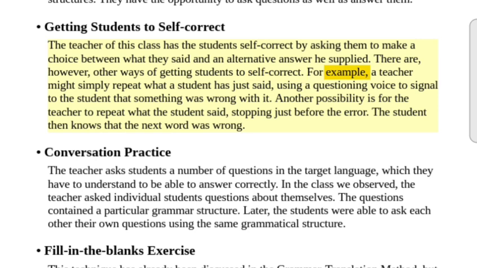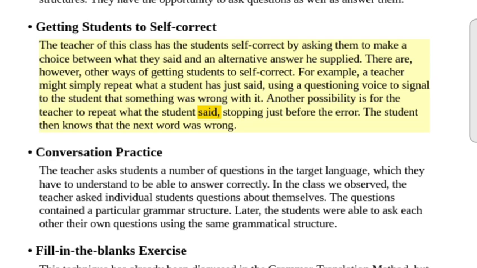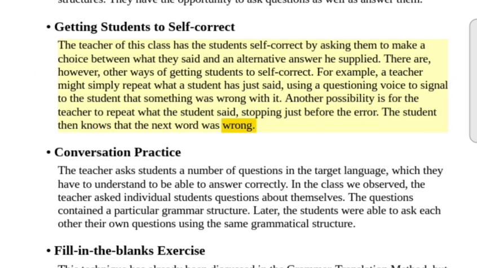For example, a teacher might simply repeat what a student has just said, using a questioning voice to signal to the student that something was wrong with it. Another possibility is for the teacher to repeat what the student said, stopping just before the error. The student then knows that the next word was wrong.